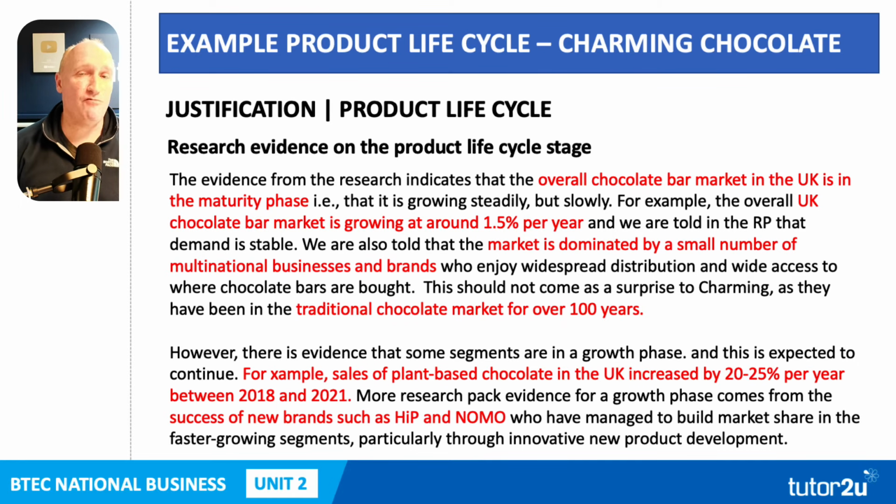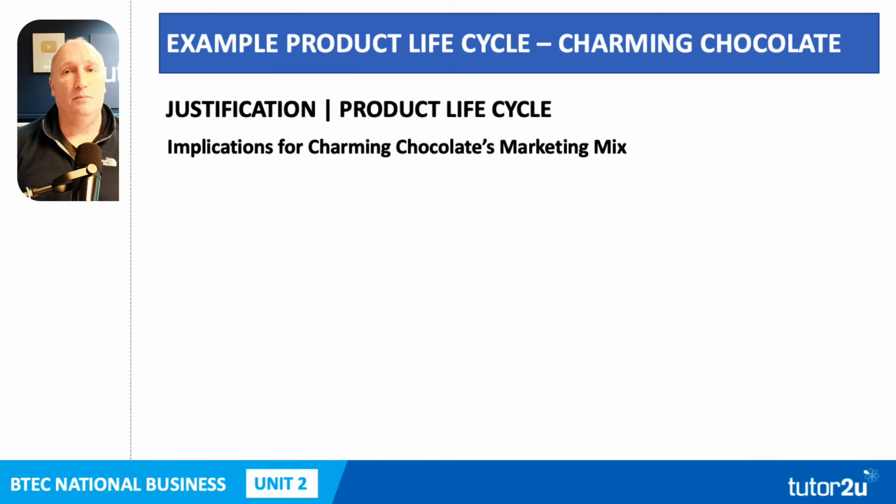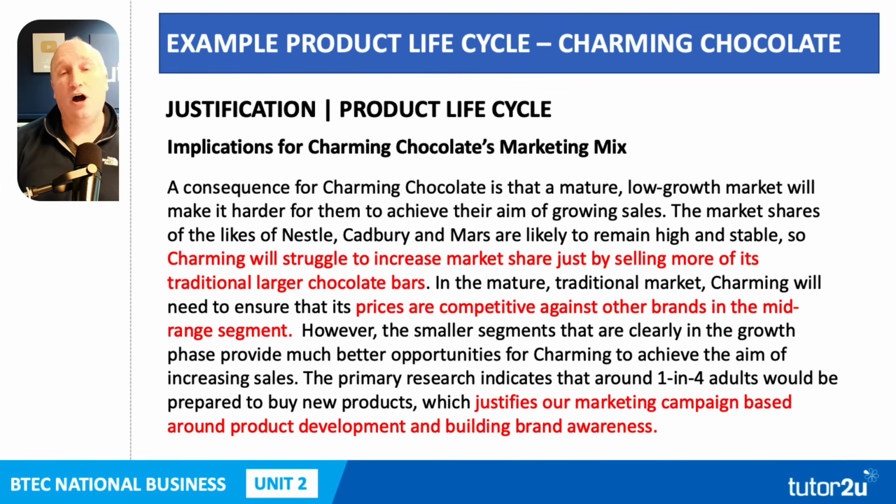The next part, though, is just to write a sentence or 2 about how that justifies our marketing mix. So it's all about justification. So here we go. I've had a go. So a consequence of what we've written before for Charming Chocolate is that a mature, low-growth market will make it hard for them to achieve their aim of growing sales. The market shares of the likes of Nestle, Cadbury and Mars are likely to remain high and stable. Of course they will, because they're big businesses that spend a lot of money on marketing and distribution. So Charming will struggle to increase market share just by selling more of its traditional large chocolate bars.